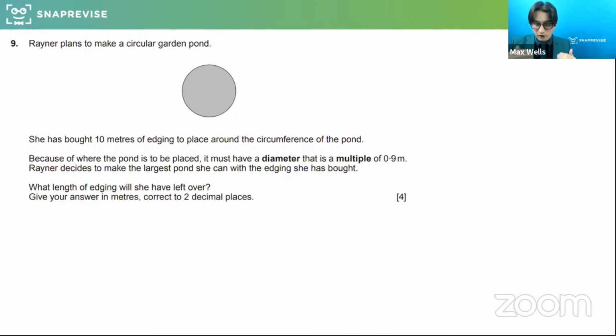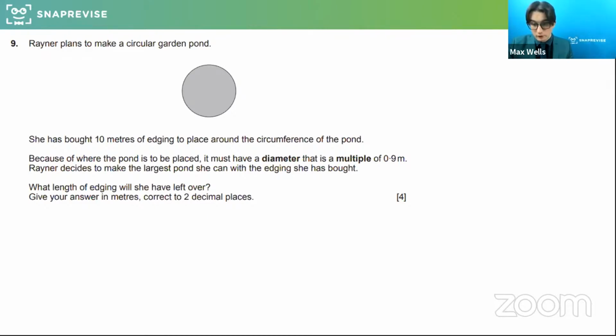Now there's a lot going on here, and it is only 4 marks. So we've got to be careful about what the different bits are that we need to consider. Give your answer in meters, correct to 2 decimal places. So quite a tricky question. What we might want to think about first of all is what the circumference could be here. Now the maximum the circumference can be is what?